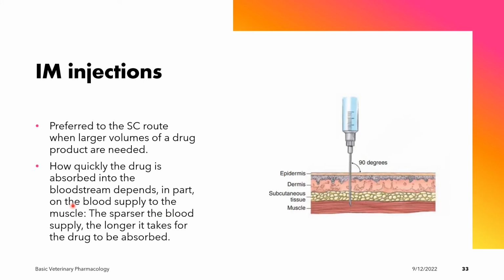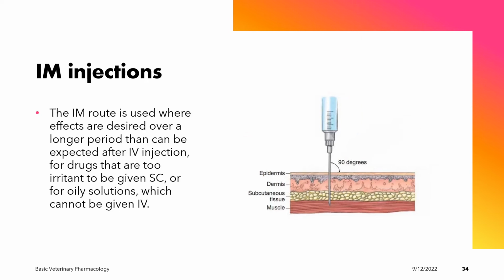How quickly the drug is absorbed into the bloodstream depends in part on blood supply to the muscle. The sparser the blood supply, the longer it takes for the drug to be absorbed. The IM route is used when the effects are desired over a longer period than can be expected after an IV injection, for drugs that are too irritant to be given via the SC route, or for oily solutions which cannot be given IV.